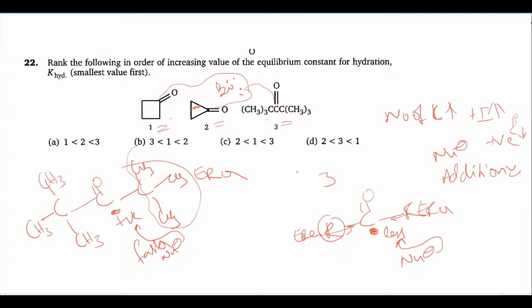Which is greater reactive? The angle strain is greater, so here angle strain is also greater. So this is easily ready to react. So 2 is greater reactive. After that obviously 1 is greater reactive. So 2 greater than 1 greater than 3. So the correct option will be the second option. Understood? I hope you understood this question.